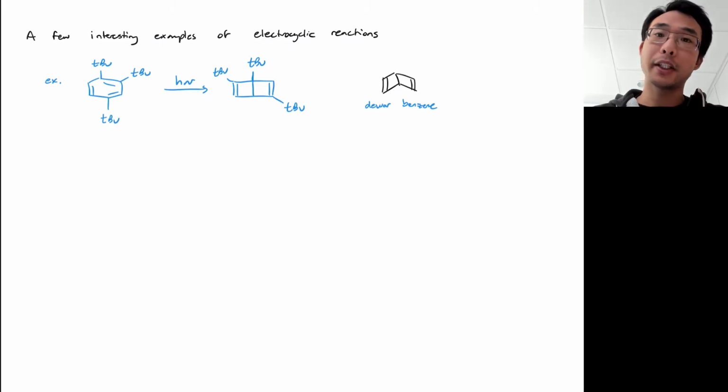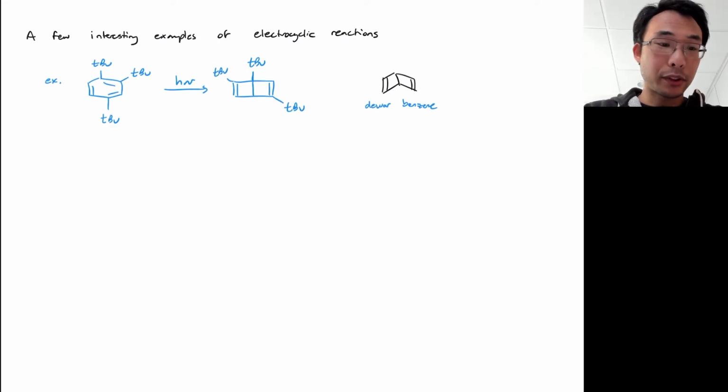I wanted to end here just by looking at a few interesting examples of electrocyclic reactions that have some historical importance. The first one we're going to look at is the electrocyclic ring closing of 1,2,4-tri-tert-butylbenzene.